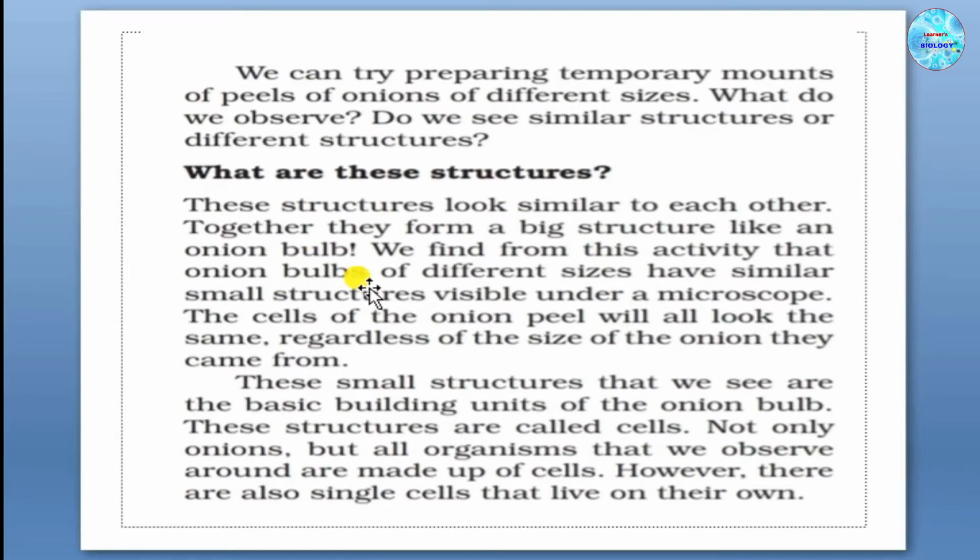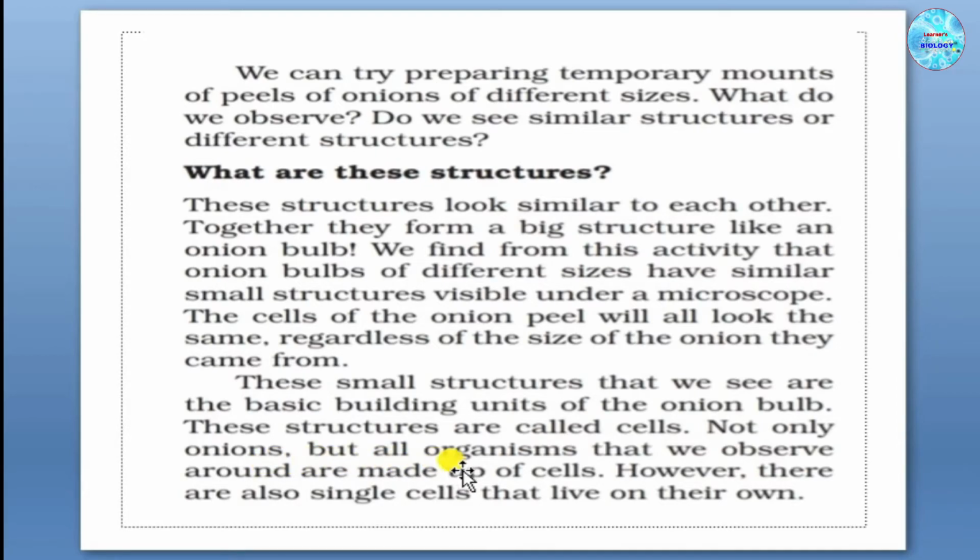So from this activity, we can find out that onion bulbs of different sizes have similar small structures. Regardless of the size of the onion, whether you take a big onion peel or a small onion peel, that doesn't matter. The structure will always remain the same. So these small structures that we can see under the microscope are the basic building blocks or units of the onion bulb. And these building units or structures are named cells.